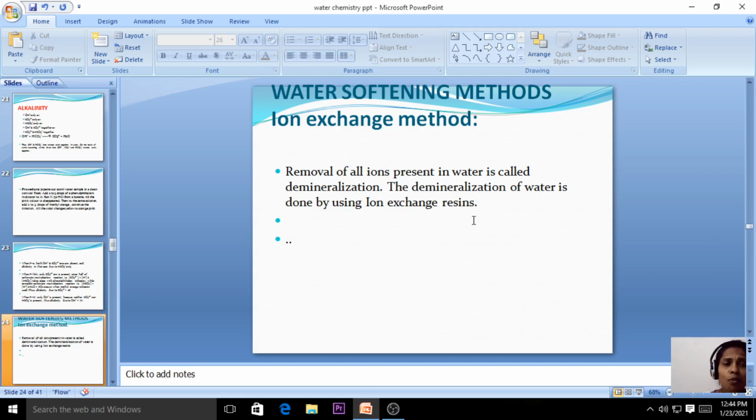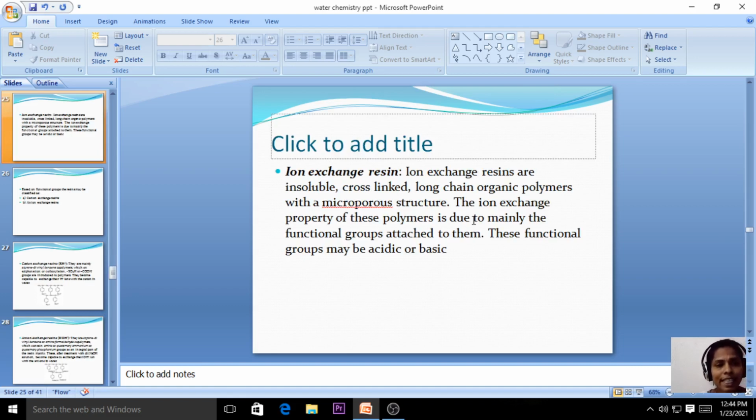So now let us see what is the role of ion exchange resins and what chemicals we are using to prepare the ion exchange resins. Ion exchange resins are insoluble, cross-linked, long chain organic polymers with a microporous structure. So how are the ion exchange resins? Ion exchange resins are insoluble in water. That means these are not soluble in the water.